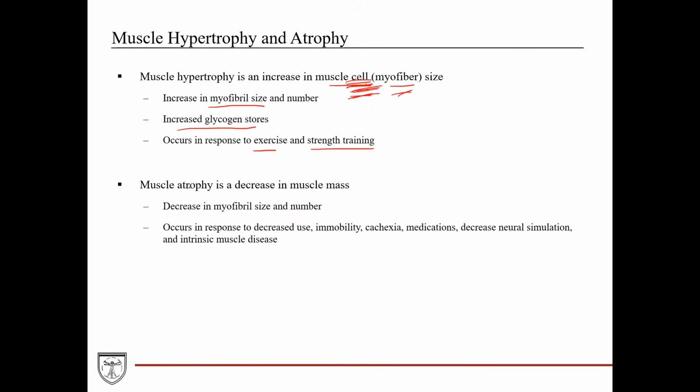Muscle atrophy, on the other hand, is a decrease in muscle mass. You can often see this in very sick patients in the hospital or patients with certain neuromuscular diseases. And it's the opposite. It's a decrease in myofibril size and number. And it occurs in response to a number of different things. One would be just decreased use.